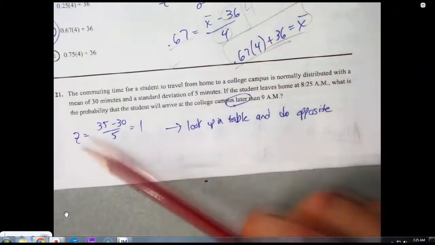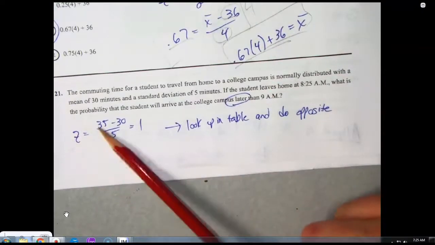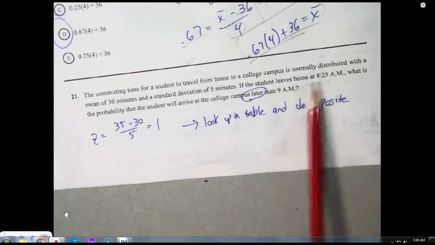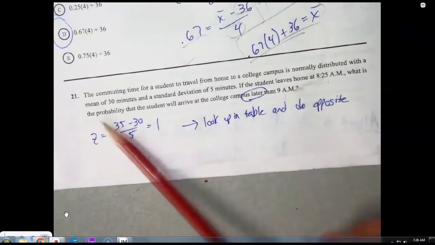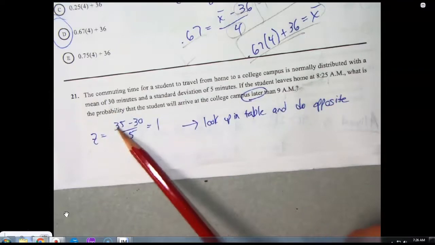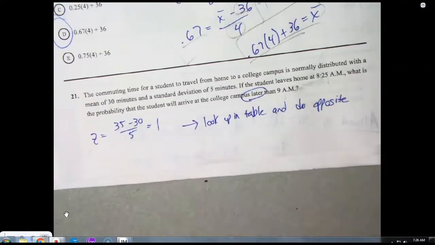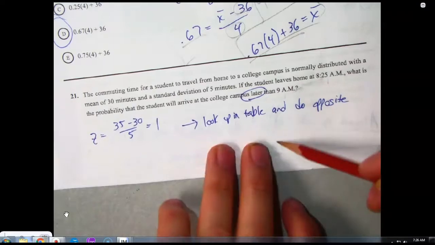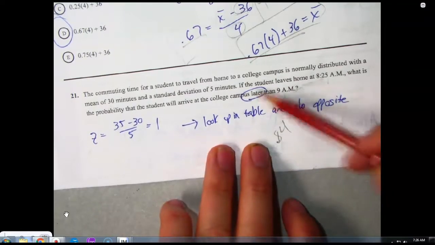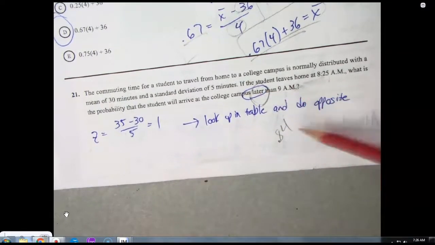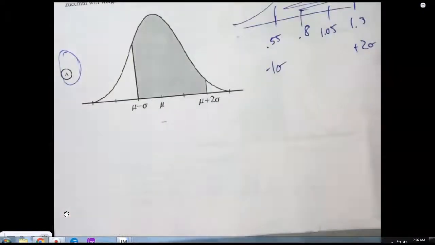21, so this one is fairly straightforward. We get 35 minutes because that's how long it is between 8:25 a.m. and 9 a.m. Normally it takes them 30. So 35 minus 30 divided by 5 is the Z-score of 1. Look that up in the table. That's going to be 0.84, but then it's later than. So if it's earlier than 9 a.m., it would be 0.84. If it's later than, we're going to flip that and make it 0.16.